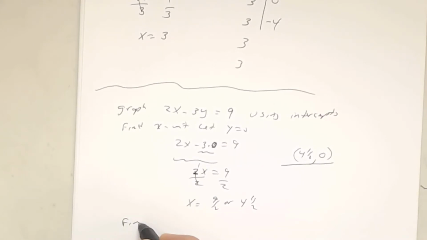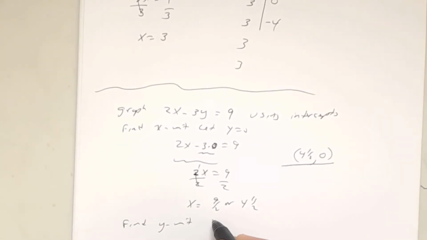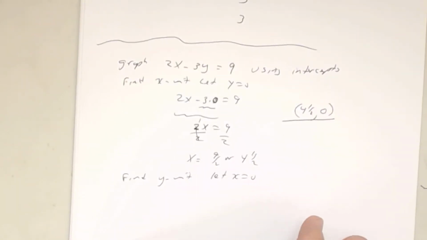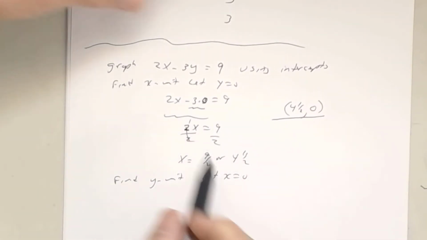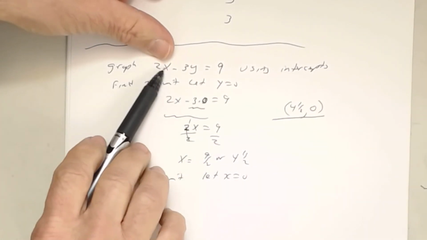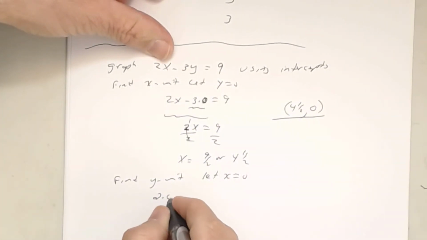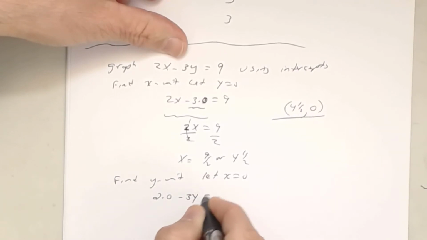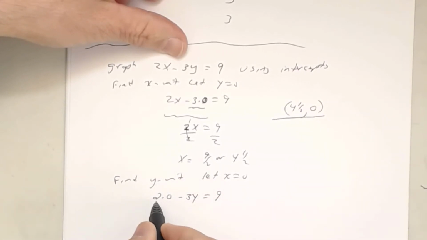To find the y-intercept, what do you do? You let x equal 0. So this time if x is 0, remember, see the variable x, you're going to plug in 0. I get 2 times 0 minus 3y equal 9. What's 2 times 0? Now what's 0 subtract 3y? A negative 3y. And that's equal to 9.